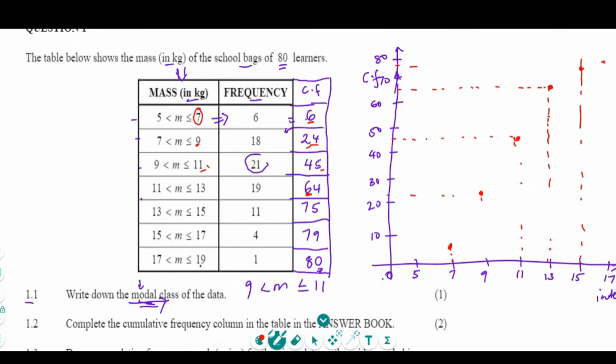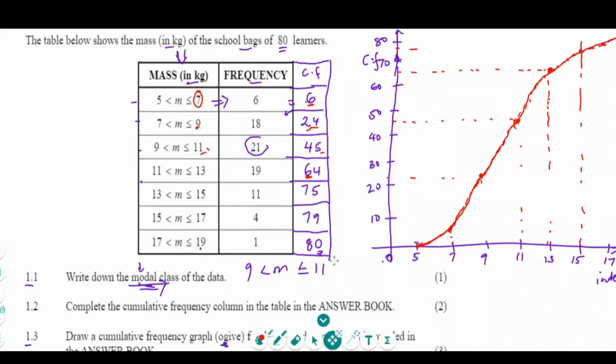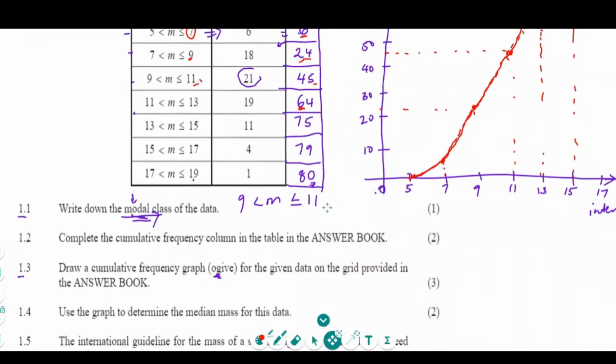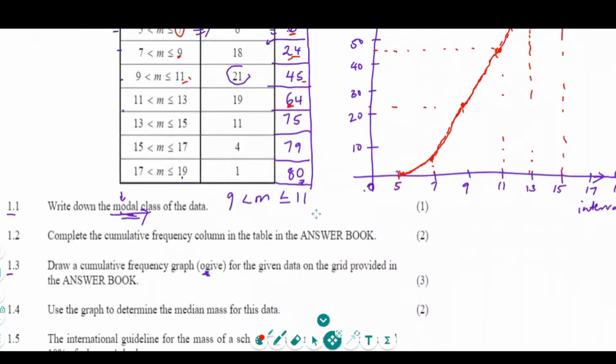Then all I'll do is join these points with my free hand. We don't use rulers here. Just your free hand, connect the points. And then from this 7, we can connect it to the original point of 5. So we shall have something like that. So this will become our ogive, people call it an ogive, or the cumulative graph. Okay, there we go. And then the next question is asking us to use the graph to determine the median mass.